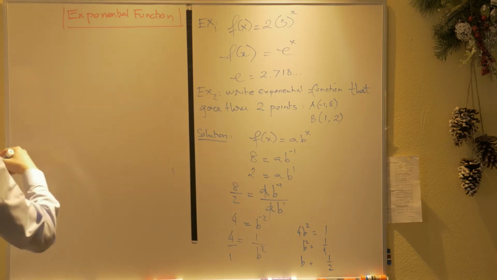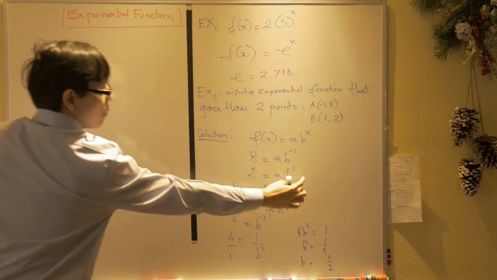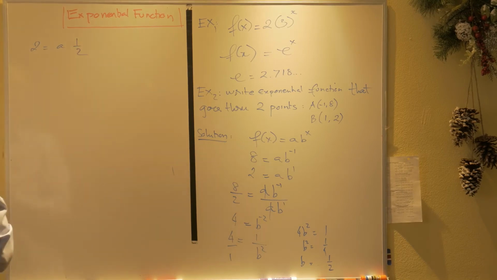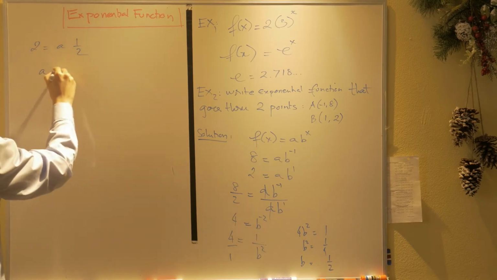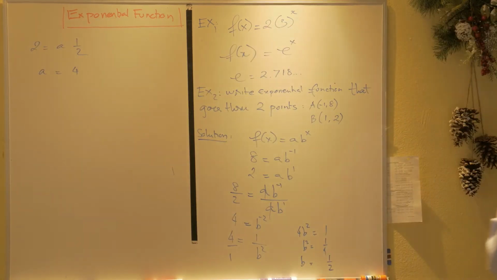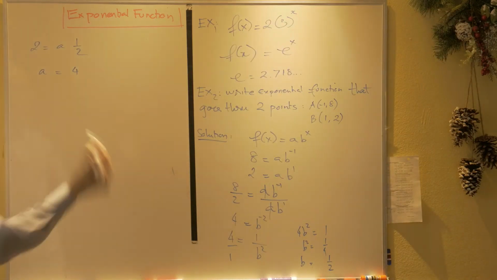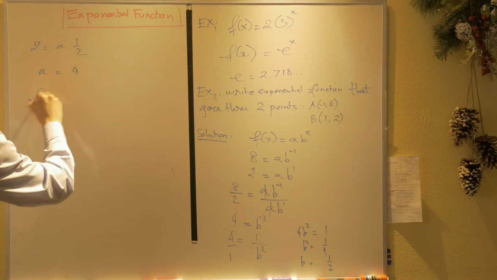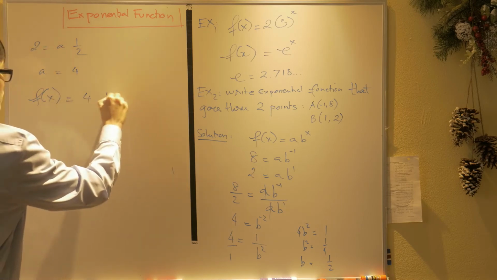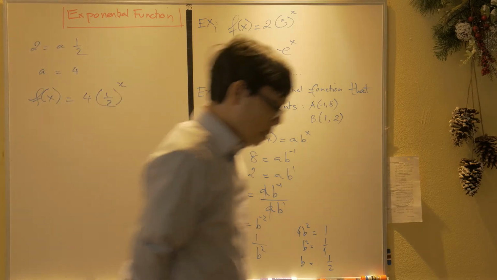So I plug them in. I have 2 equal to A times B, and I plug into the second one. So B is half. So I got A equal 4. And I got A and I got B. I have my final exponential function: f of x equal to 4 times one over 2 to the x.